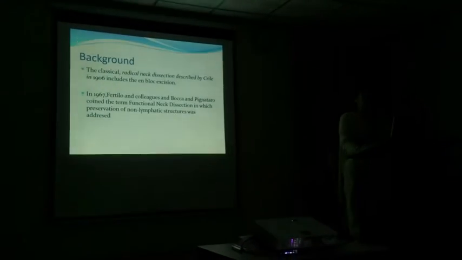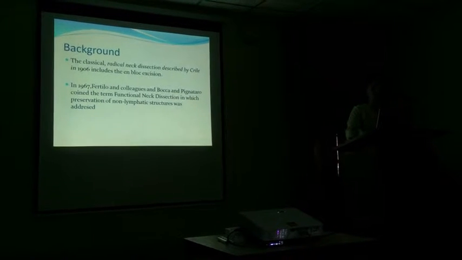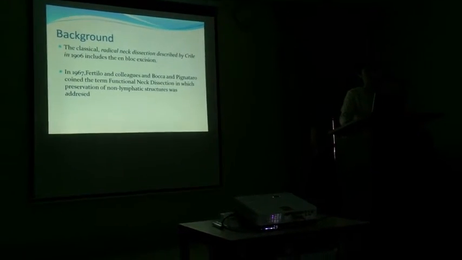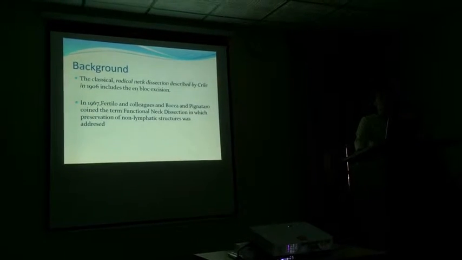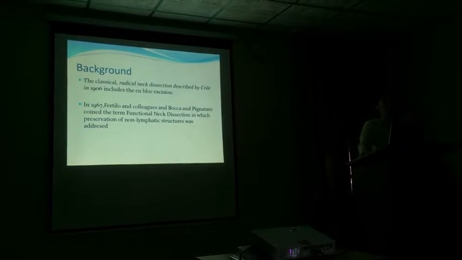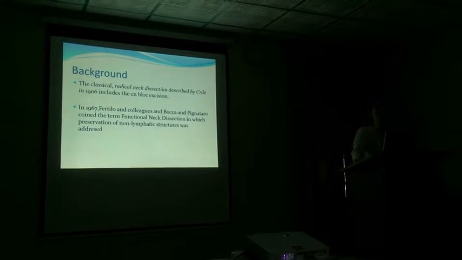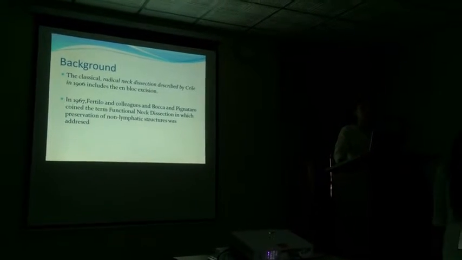In 1906, Crile first described the term classical radical neck dissection, which basically includes the embryonic stage. In 1967, Bocca and his colleagues coined the term functional neck dissection, in which they addressed the preservation of non-lymphatic structures.